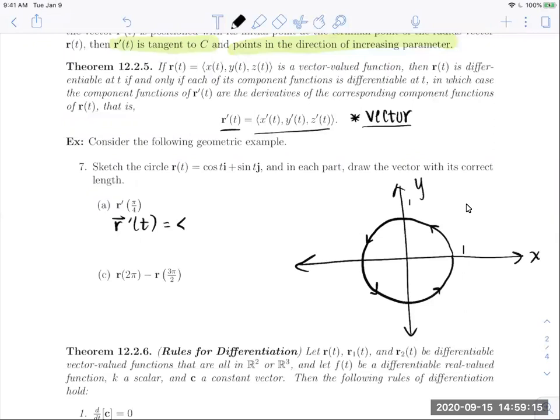The derivative of cosine is negative sine. The derivative of sine is cosine. And now we would like to evaluate it at pi over 4. So this is negative root 2 over 2, positive root 2 over 2. All right, and so what we want to do is plot this vector where its initial point is starting at the terminal point of r of pi over 4. So here's r of pi over 4.